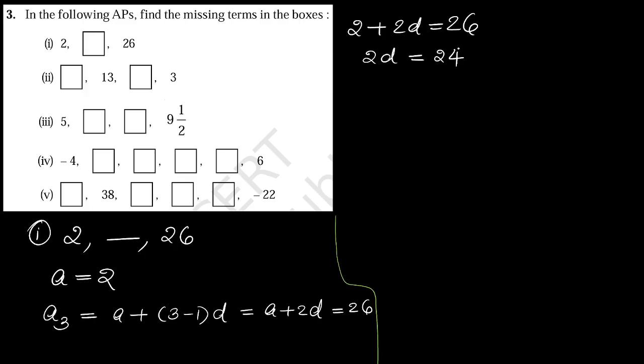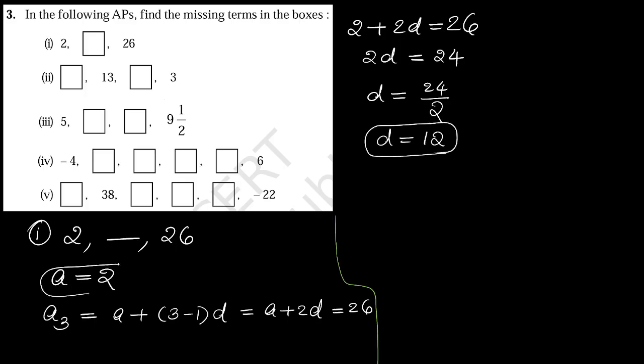2d equal to 26 minus 2. D equal to 24 by 2, or d equal to 12. In every question, a and d are necessary for finding any missing term. So I got d, that is enough to find the second term. Common difference is 12. Okay, but let me write the exact step. The missing term is actually the second term.